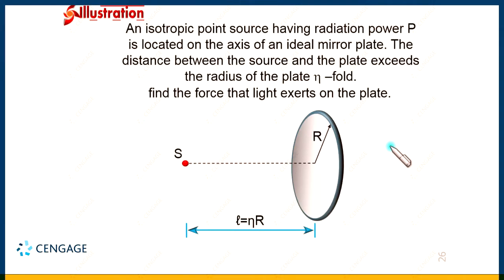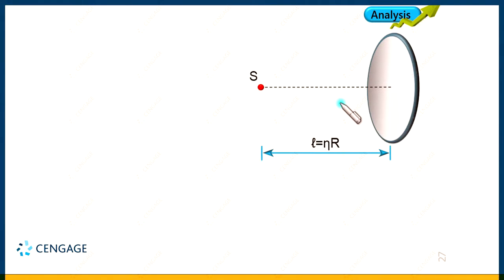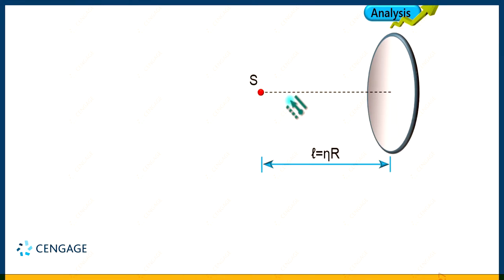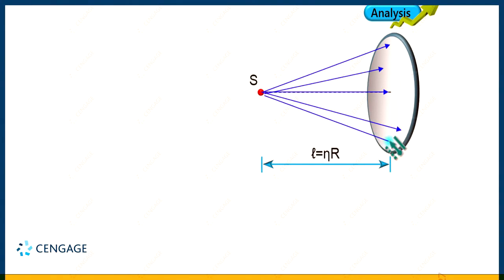So let us do one thing. Again, we need to place the diagram on the next page. Here, this is the situation, right? And this is the source, and here you can observe the distance of each and every point on the surface from the source is different. If you draw the lines, these lines represent the direction of the ray. You can observe the distance of each and every point on the surface of the plate is different.